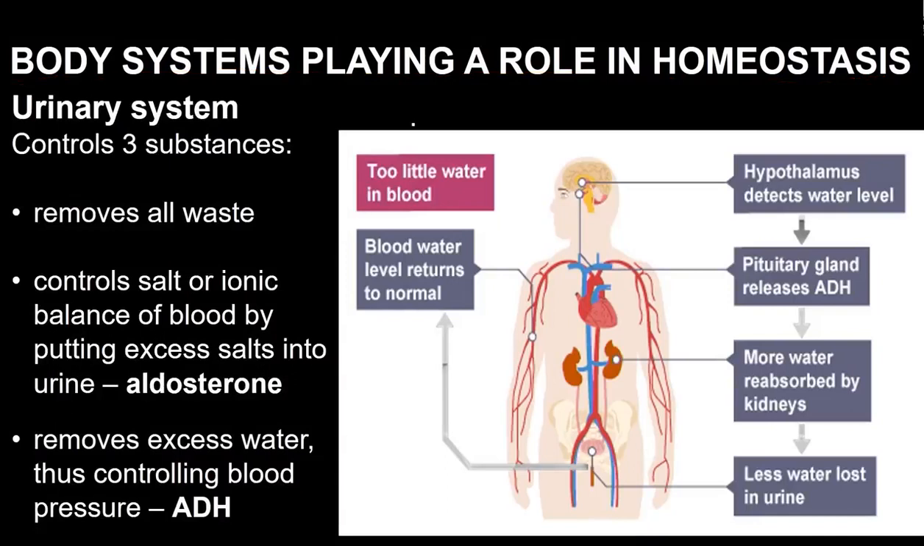We're first going to have a look at what the urinary system does. First of all, the urinary system controls 3 important substances. It keeps them at the correct level. First of all, it removes all the waste. And that's actually an easy job because all the waste is taken out of the body and it's removed in the urine.